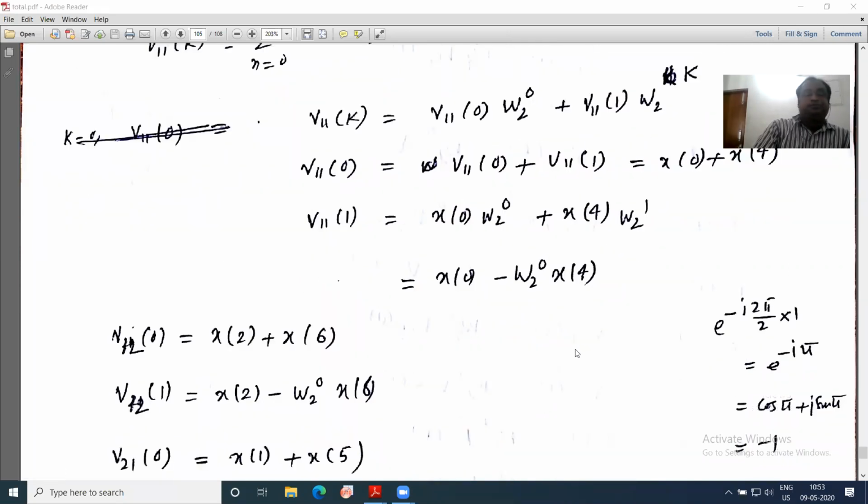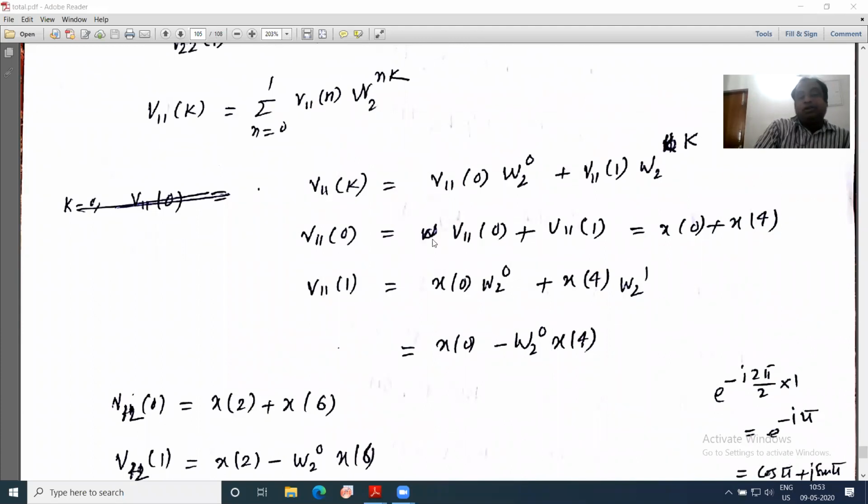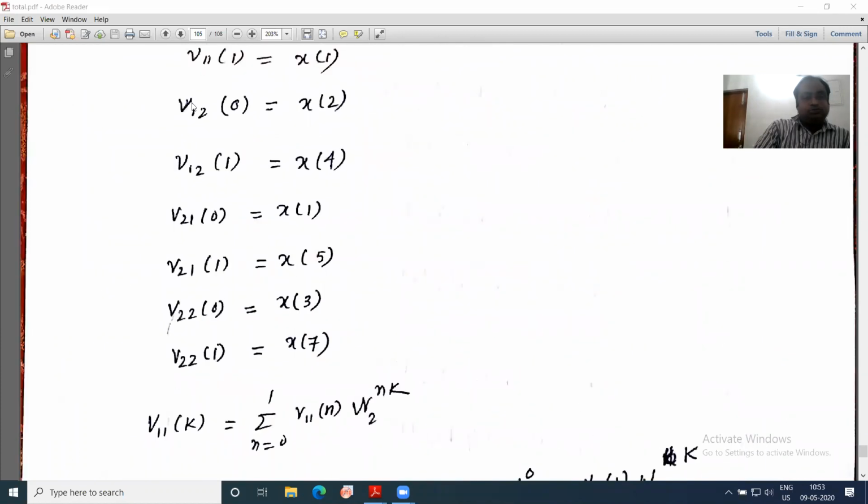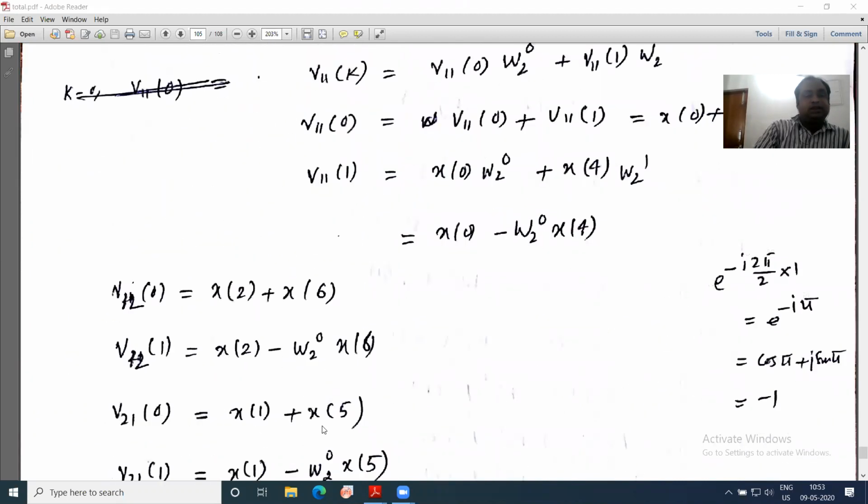Now v1 on of 0 equals x0 plus x4. Similarly, if you look at v12, where v12 of 0 is x2 and v12 of 1 is x6, then if I compute this 2-point DFT, I should get v12 of 0 equal to x2 plus x6, and v12 of 1 equal to x2 minus w2 0 x6. Agreed?